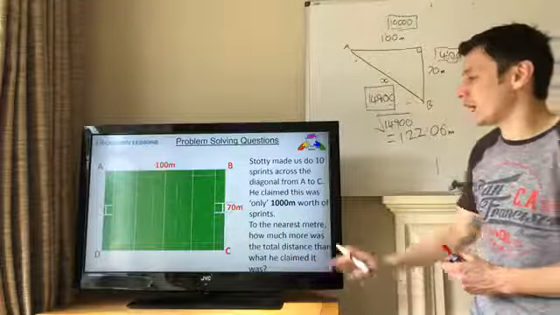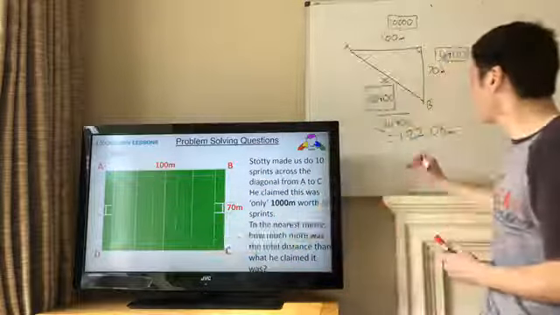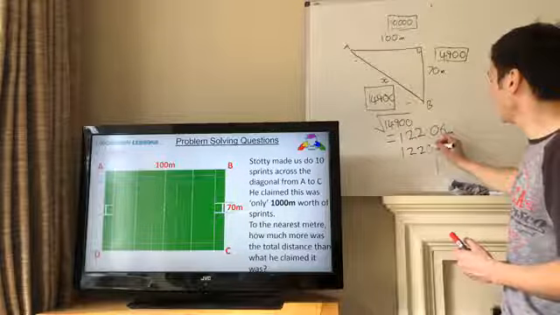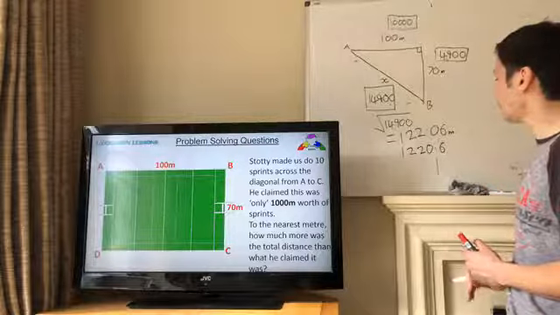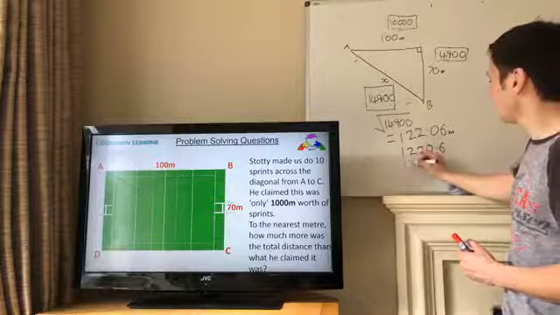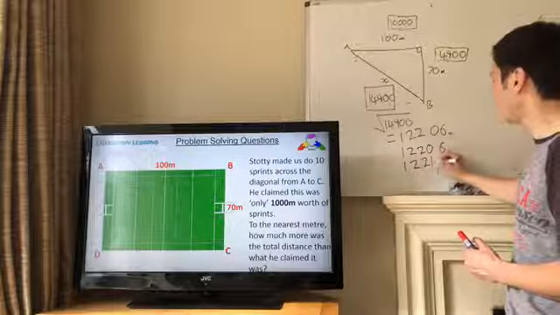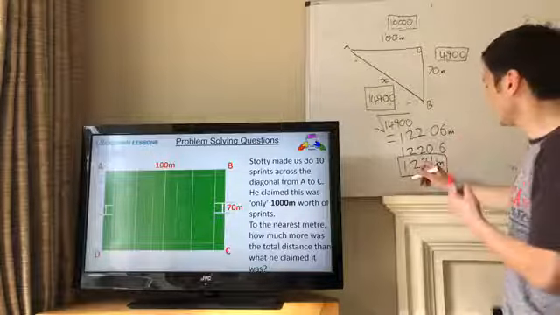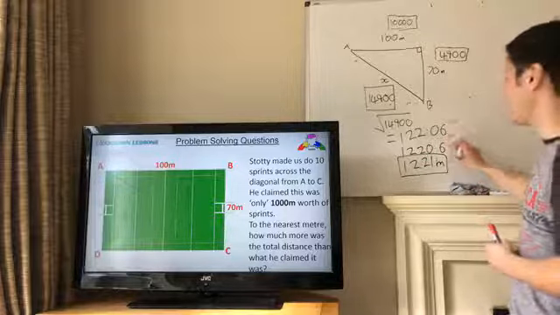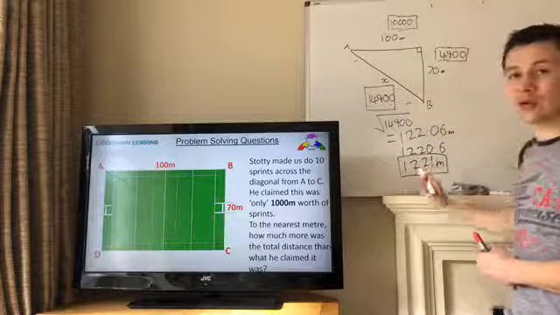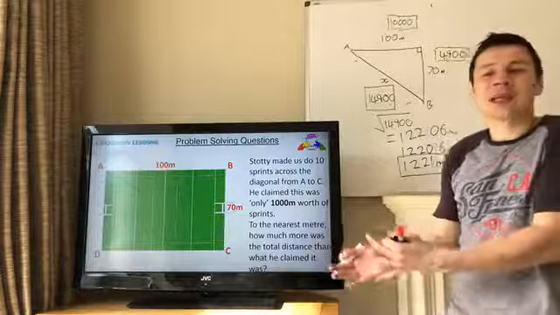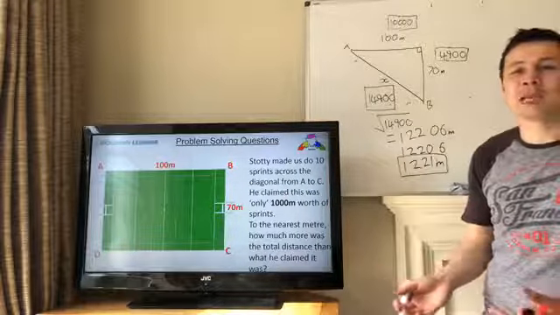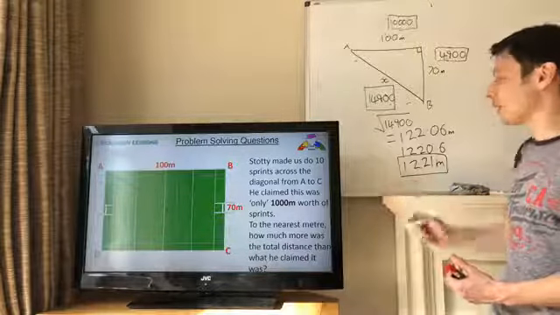So I'm going to multiply this by 10 because it was 10 lengths, which gives me 1,220.6, or to the nearest meter, 1,221 meters. Okay, quite important, you don't round too early, because otherwise you've only got 1,220. To be honest, they're more slack with that now because no one's bothered about that extra meter in most situations, but try not to round early anyway.